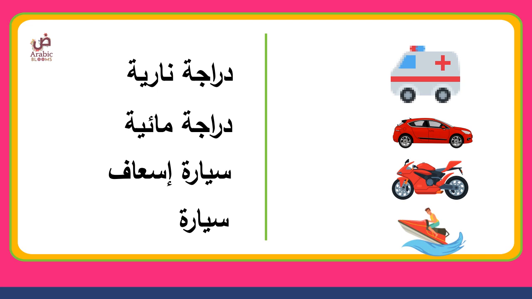Now let's join. What is this? The first one. First we have here دراجة and سيارة. So we have two سيارات here. The first one is سيارة إسعاف and سيارة. Which one is this? Correct. سيارة إسعاف. When you join, I want you to add vowels. سيارة إسعاف.